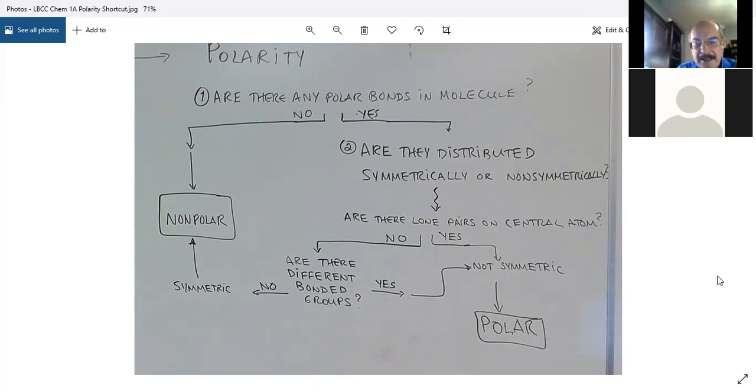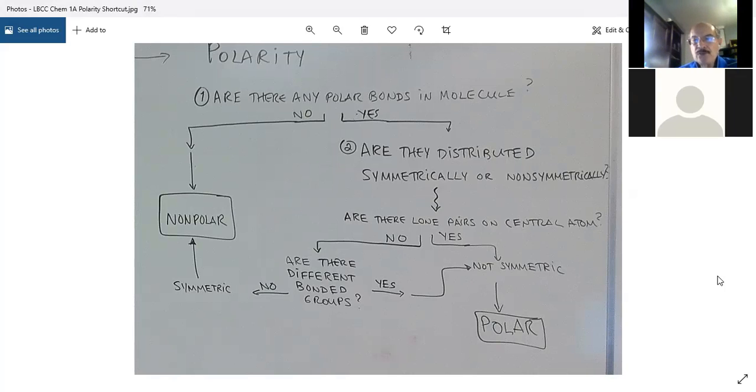If there aren't any polar bonds, then there's not going to be any polarity. So by default, you go to the left side here, and you can see that is going to be nonpolar. So you don't have to do anything else. If the bonds are nonpolar, then the molecule is nonpolar. Now, let's say that there are any polar bonds, at least one. Then you ask a second question: are they distributed symmetrically or non-symmetrically?